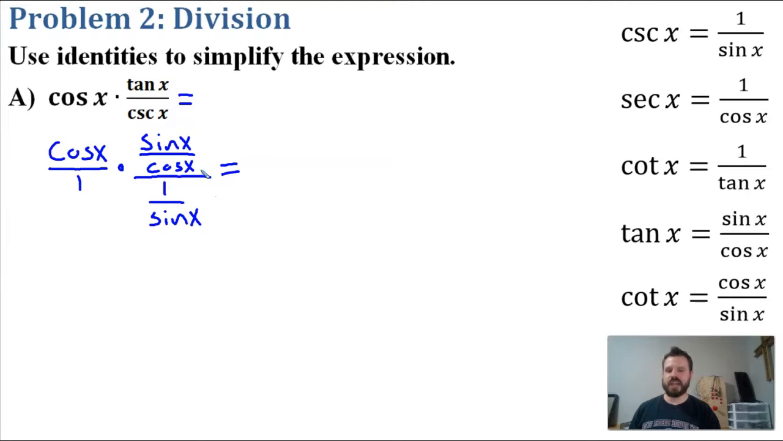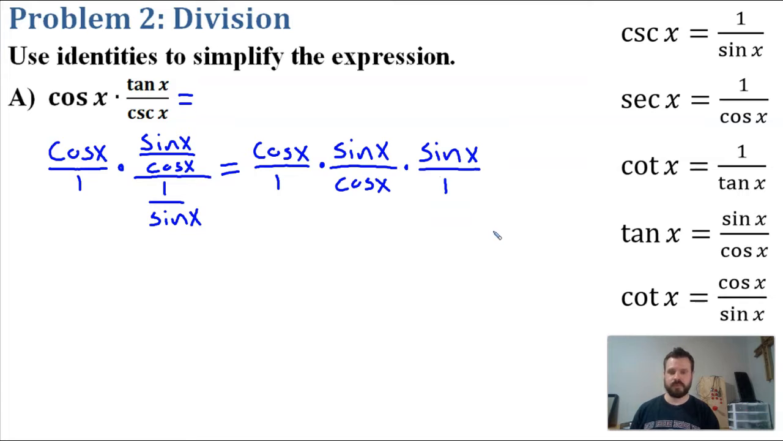Now I have some fractions within fractions, or division of fractions. I can take care of that division. I'm just going to write the cosine x as is for now. And then let's divide these two fractions. Remember, division of fractions is just the first fraction right side up, so sine x over cosine x, times the second fraction flipped upside down. So 1 over sine x will turn into sine x over 1. So we've got rid of the division and turned it into a multiplication problem.